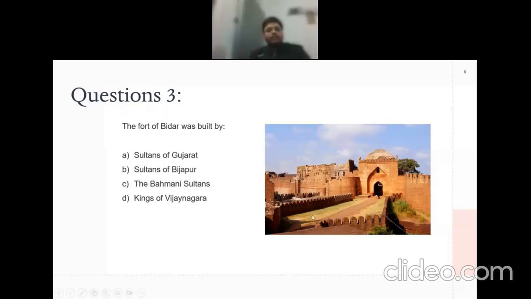You are seeing a picture over here, right? The fort of Bidar. So it was built by Sultans of Gujarat, or Sultans of Bijapur, or Bahmani Sultans, or Kings of Vijayanagara. The other ones are not responding. The option is the Bahmani Sultans, right?